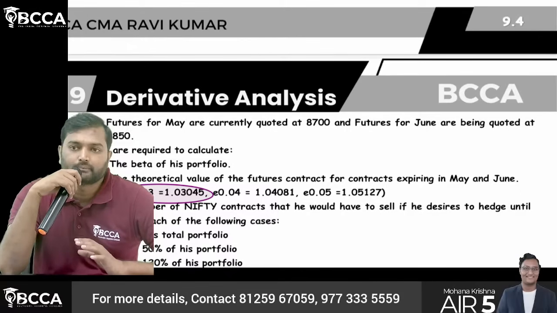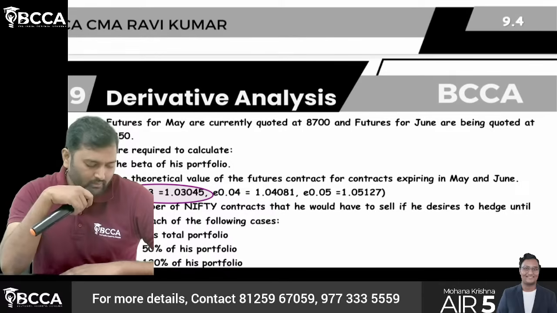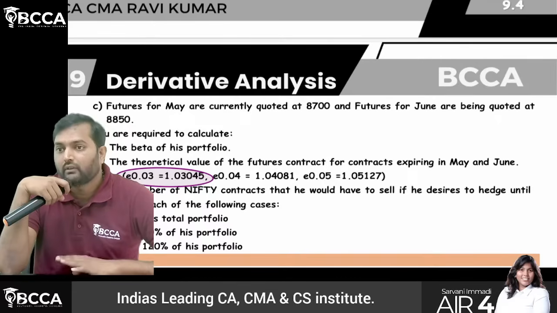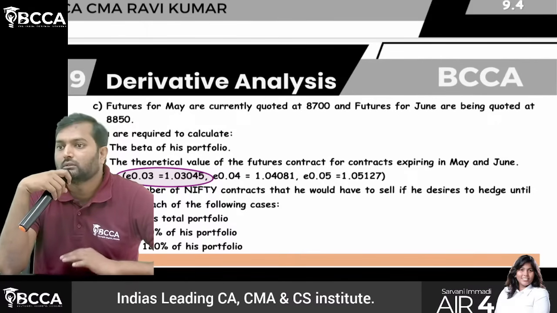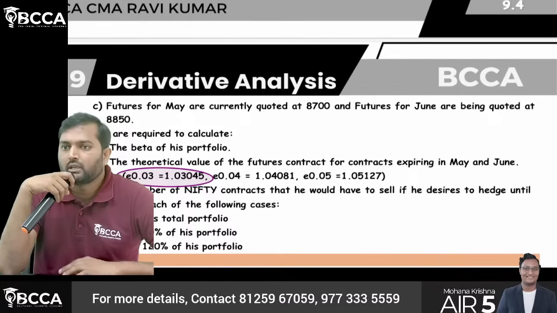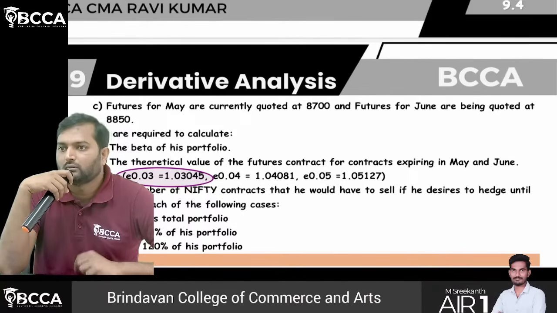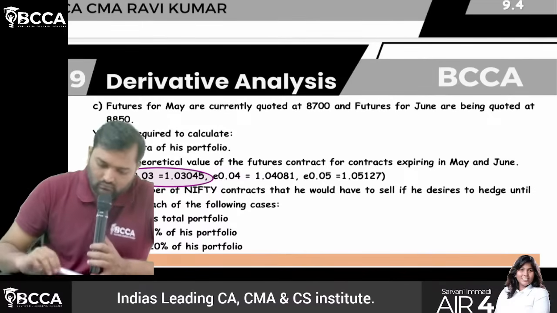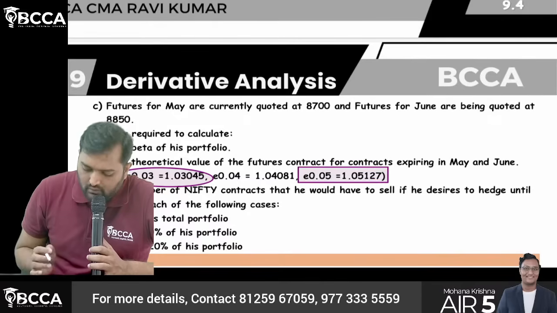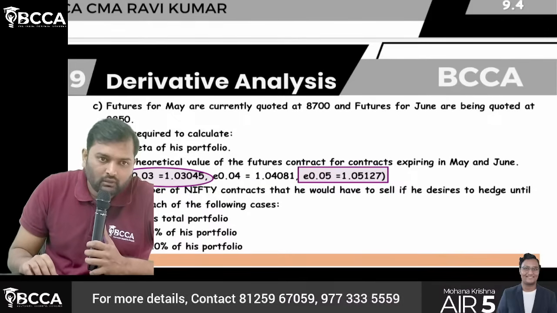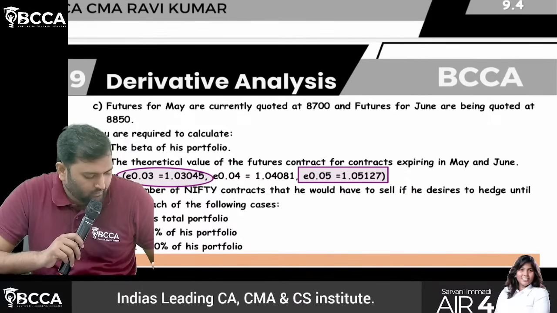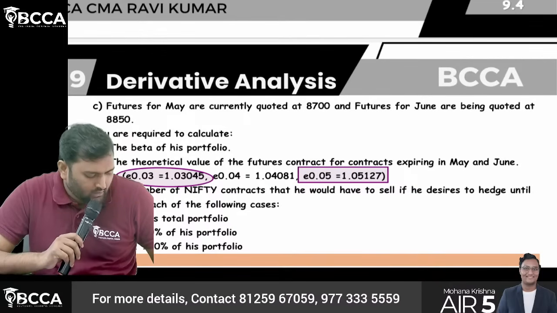Once again, I am repeating: you have to find out e power 0.033 for May. But for June, how many months? 3 months. E power 0.2 into 3/12, that is 0.05. So e power 0.05 is given. So you can find out the theoretical future price. Clear?